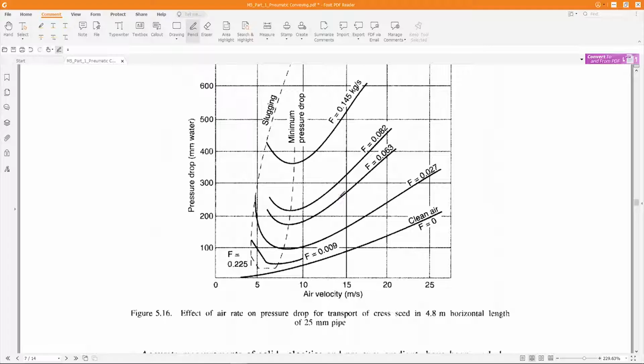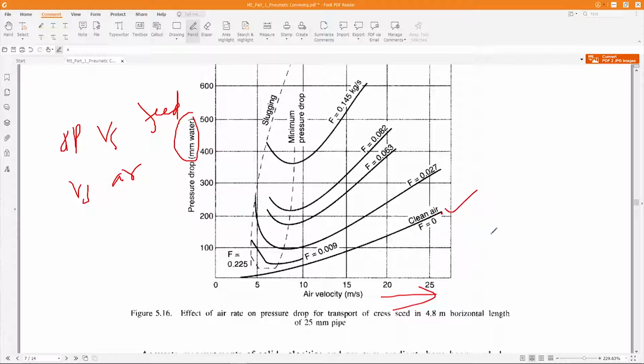And let's see how the pressure drop varies with the feed rate and air velocity. On the x-axis we have air velocity. On the y-axis we have pressure drop, in millimeters of water. It's basically measured using a manometer. We have different lines. The first line is this one, clean air. There is no solid, so the flux rate of solid is 0. So this is how pressure drop varies with the air velocity.